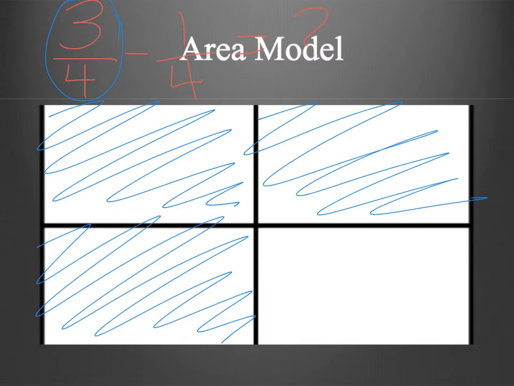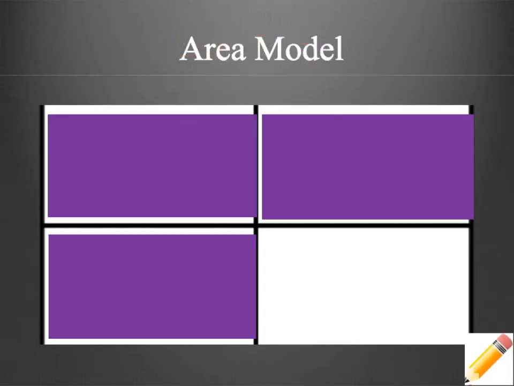Now, we are subtracting, or taking away, 1 of those 4 parts. So we are going to cross out 1 of those parts. So your area model should be shaded. We cross that out. So if we're looking at it right now, we have 3/4 minus 1/4. We're looking at how many parts we have left. We have 2 of those 4 parts left over.